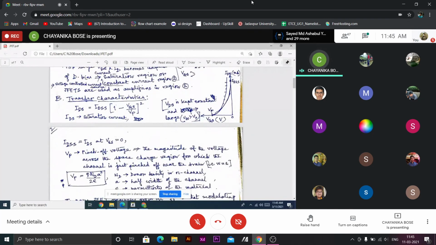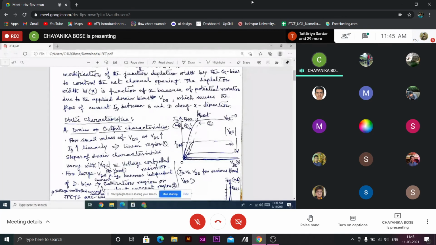And the saturation drain current follows this empirical formula. IDSS is the saturation drain current, IDS at which gate voltage is 0, so the maximum value of drain current. So this is IDS equals IDSS times 1 minus VGS by VP, whole square. We can see that if VGS is 0, IDS is IDSS for this graph.